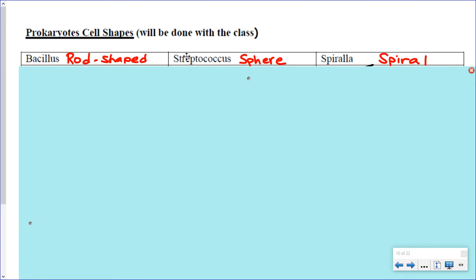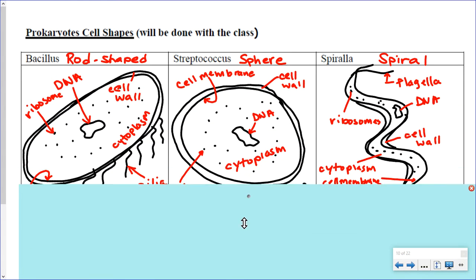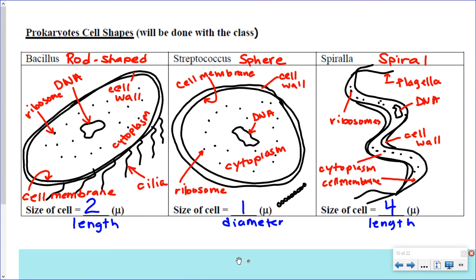So the first, as it says here, this will be done in class. So I'm showing you these. These are the 3 different types of prokaryote cells. So you have a rod shape, sphere shape, spiral shape. You can see this is 2, 1, and 4 microns. So they're incredibly, incredibly small. And these are the different parts that you can see. If you are drawing from this, you'll want to pause this so that you can draw it.